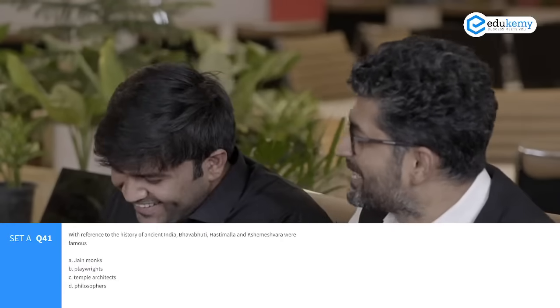Because when you go to Shemeshwara, there is very little reference even on the internet. Shemeshwar, Hastimal, they say just keep these as baby names. So you can understand.